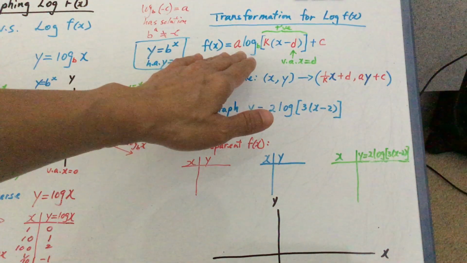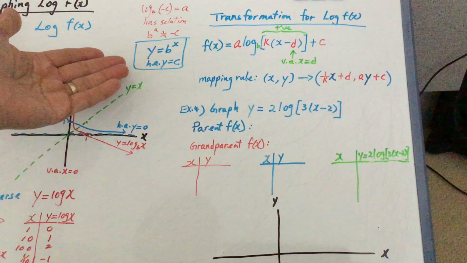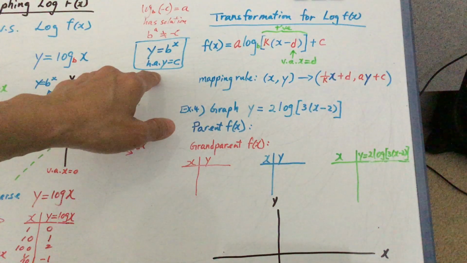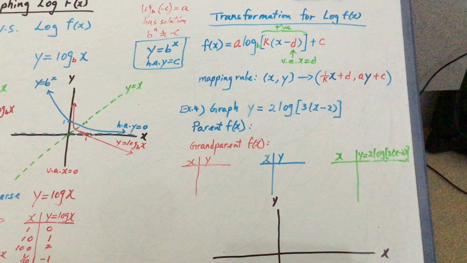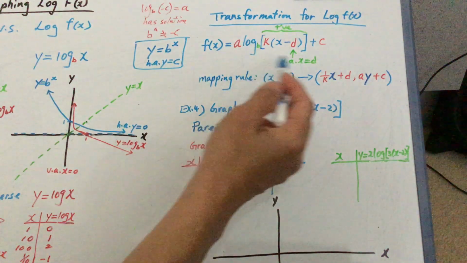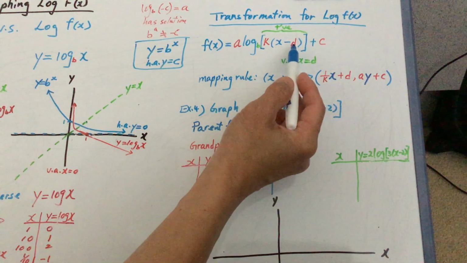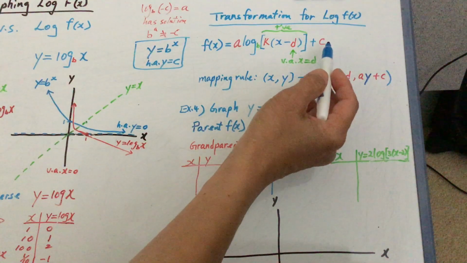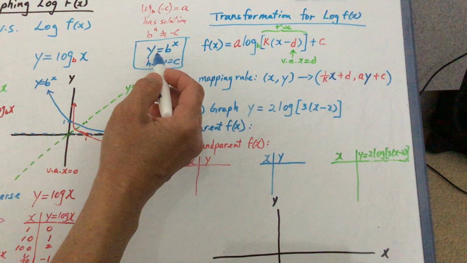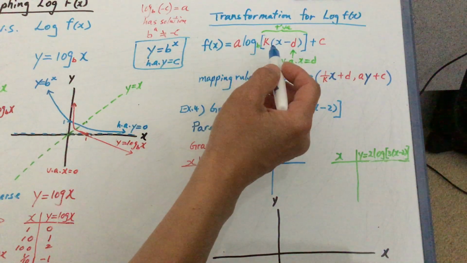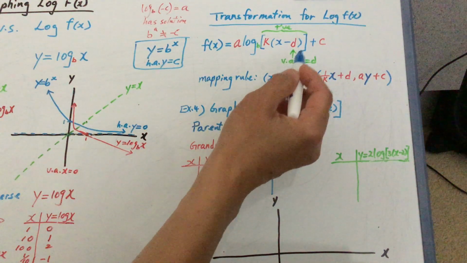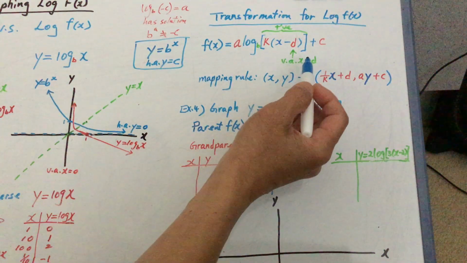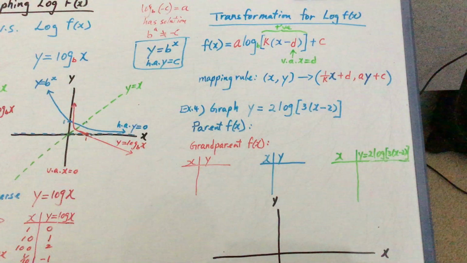But since the log function is the inverse of the exponential, instead of having the horizontal asymptote, now we have the vertical asymptote. And where the vertical asymptote is will be indicated by the d in the equation. So it's not the c like in the exponential, but in the log functions it is the d that tells us where the vertical asymptote is happening. So x equal to d will be the equation of the vertical asymptote.